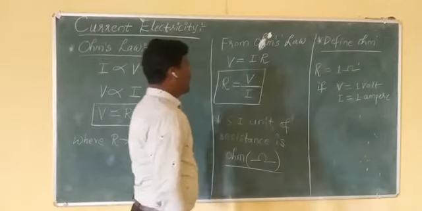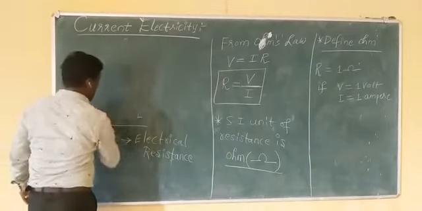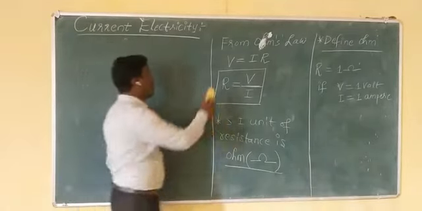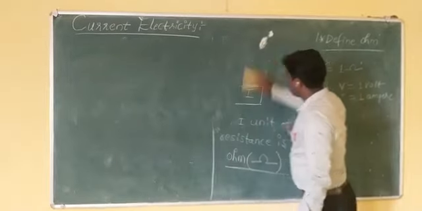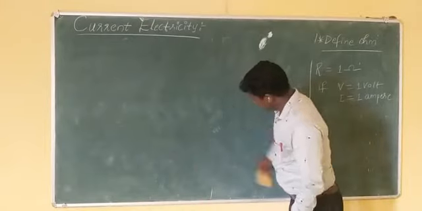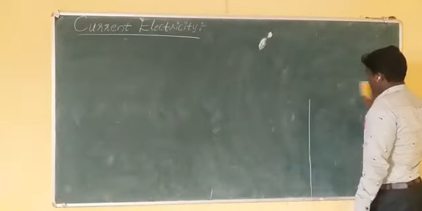Right? So next, now let me tell about on what factors R is dependent. See here, R is dependent on 3 factors. The first one is the length of the conductor. The resistance depends on the length of the conductor.